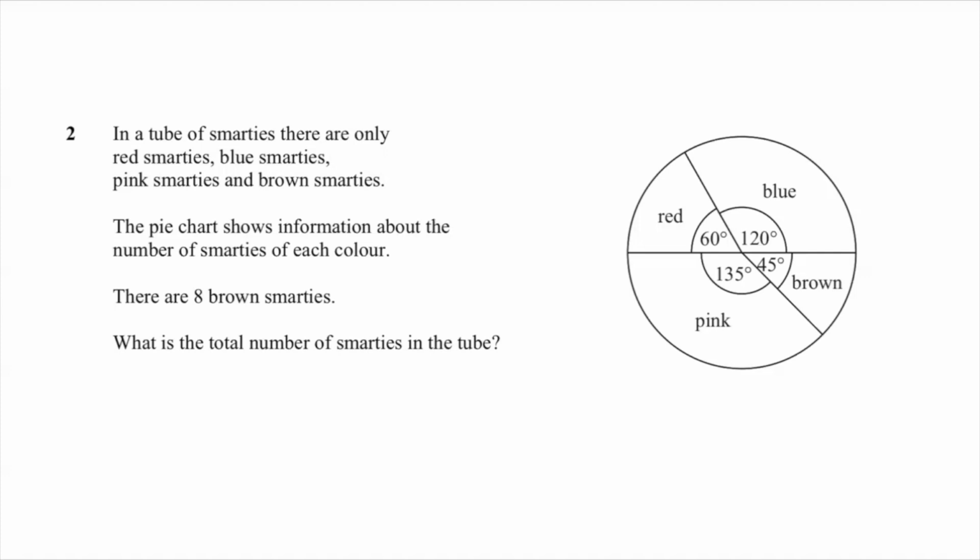Okay, interpreting a pie chart. We are being told that the pie chart is information about some Smarties and the different colours in a particular tube. The key piece of information is here. The rest of it is pretty much just story time. But we are being told there are 8 brown Smarties. So I'm going to pop that 8 in the brown section. And then these 2 become a fact. There it is, a fact that 45 degrees is used for 8 of the Smarties.